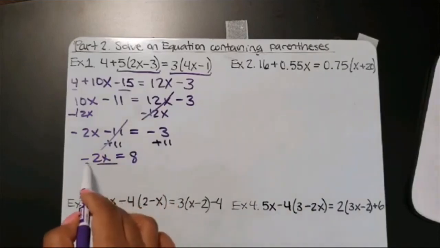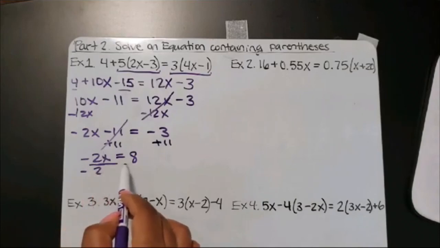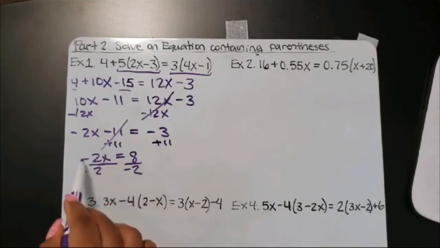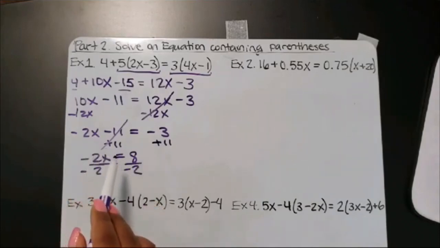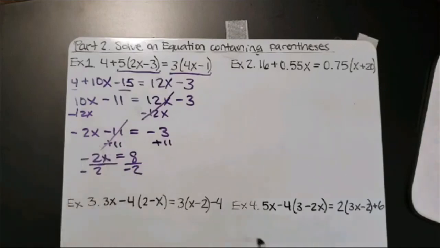Now we divide both sides because the negative 2 is being multiplied by the x. So the opposite of that is division. So we divide both sides by negative 2 and x equals negative 4. All right. So that is example 1.